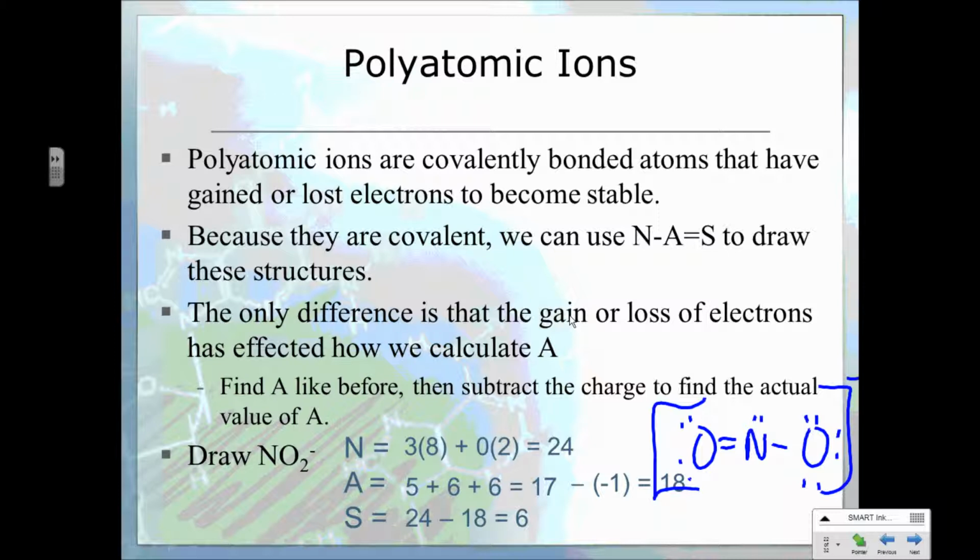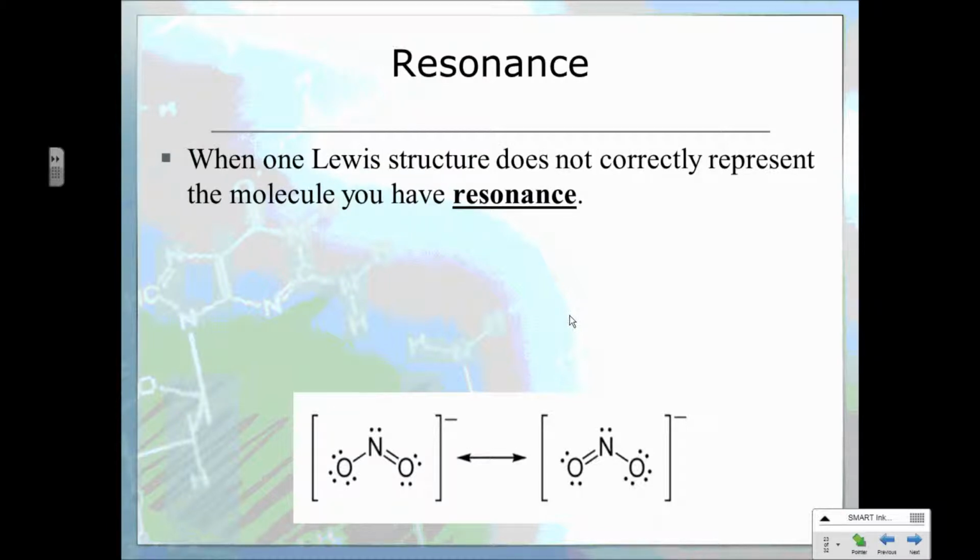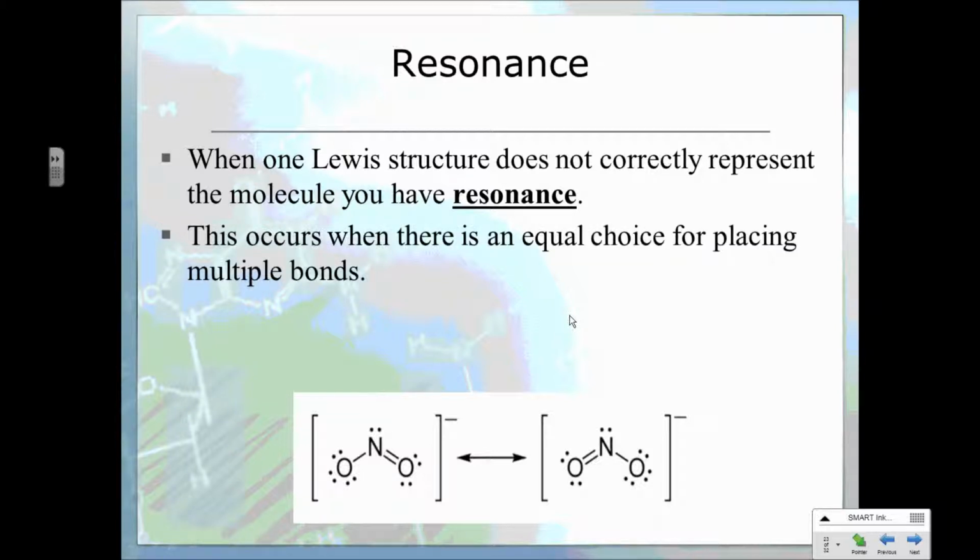Now, this brings up a unique point here. I could have put that double bond in either spot between my nitrogen and oxygens. And technically, it turns out in the real world, it's partially in both. And that's an idea called resonance. When one Lewis structure does not correctly represent the molecule, you have what's called resonance. It's always going to happen when we have an equal choice about where to put our multiple bond. We had 2 equal O's here. We could have put it on either one. It looks like it's partway in both.